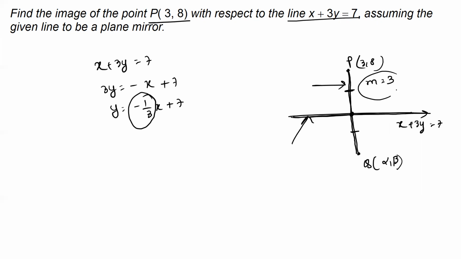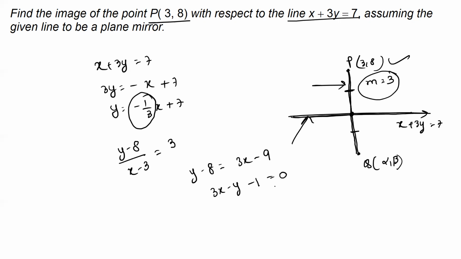We know the slope, we know a point through this line, so we can easily find out the equation using the point slope form. So y minus 8 divided by x minus 3 is equal to 3. Cross multiply and simplify. y minus 8 is equal to 3x minus 9. So 3x minus y minus 1 is equal to 0 is the required equation of the line.